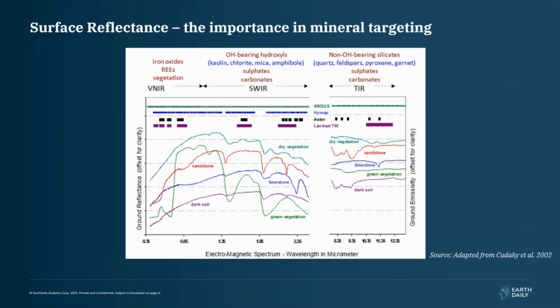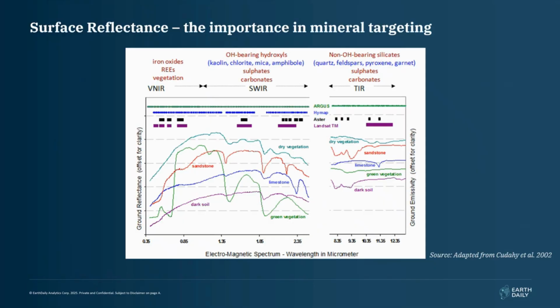And why is this important? And why are we looking at these wavelengths of light? Certain materials have key diagnostic absorption features at certain wavelengths. And so you can see along the top here very general categories for the sort of minerals that we can pick out. In our visible to near infrared, this is where we're seeing a lot of iron oxides. We can see rare earths there, but it's also where we see vegetation, which can cause some issues.